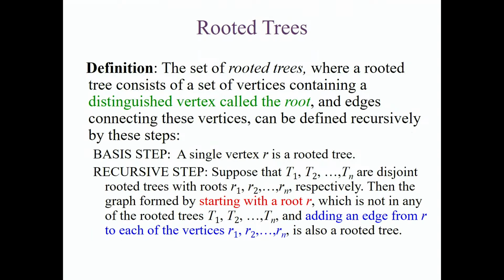Okay, next let's see another structure. For this part, we will introduce rooted trees. Okay, so let's see the definition of this particular structure, tree, especially rooted tree. The set of rooted trees, where a rooted tree consists of a set of vertices containing a distinguished vertex which is called the root. Okay, so we have edges connecting the vertices to the root. We can apply the recursive definition for such a structure.